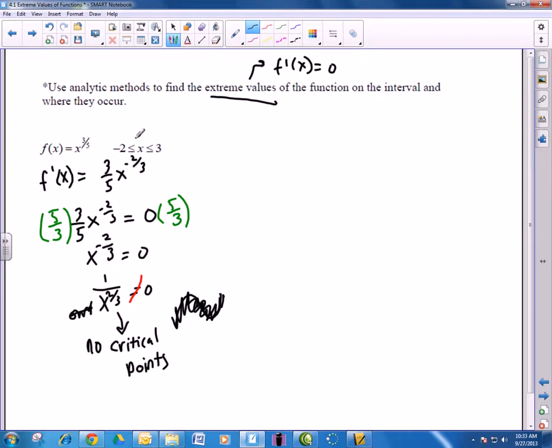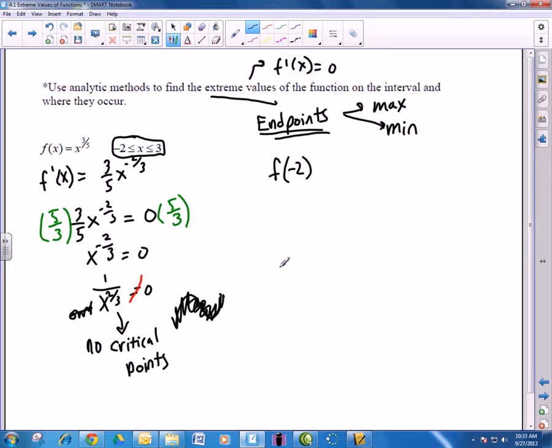All right. So what that means in the context of this problem is that we have to look at your endpoints. So again, like the last one, our endpoints are going to have both the maximum value and the minimum value. So let's look at those. You're going to compare f of -2 to f of 3 to see which one is higher than the other, which would imply that it's the maximum. So when you plug -2 into your function, that's going to be -2 to the 3/5, and then you're going to plug 3, so it's going to be 3 to the 3/5.